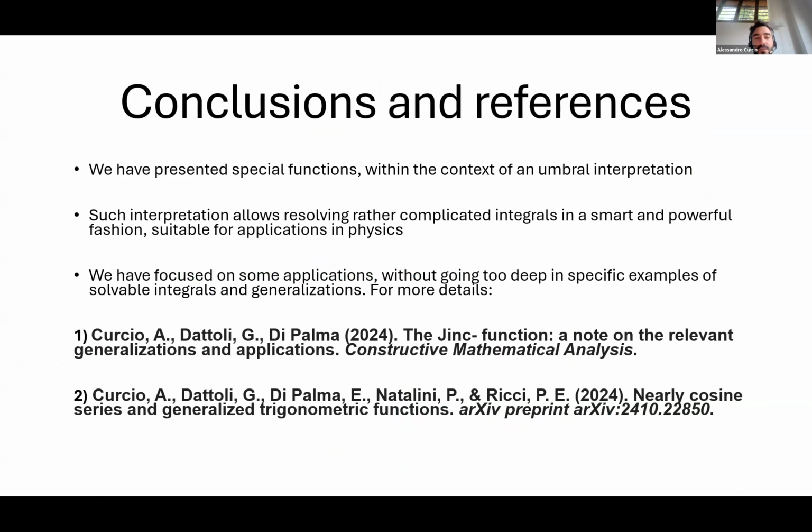So we have presented some special functions within the context of an Umbral interpretation. Such interpretation allows resolving rather complicated integrals in a smart and powerful fashion, suitable for application in physics, and we have focused on some applications without going too deep into specific examples of solvable integrals, even if I've shown a few of them. I also didn't show all the generalizations that we have discussed in these two works that we have developed recently.